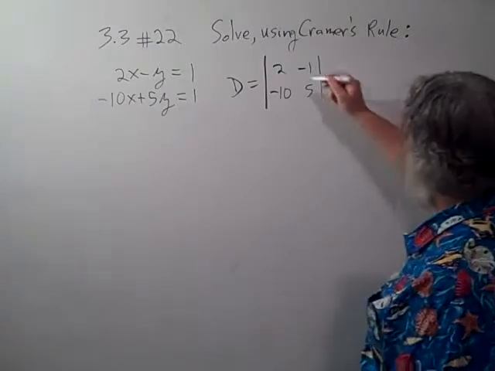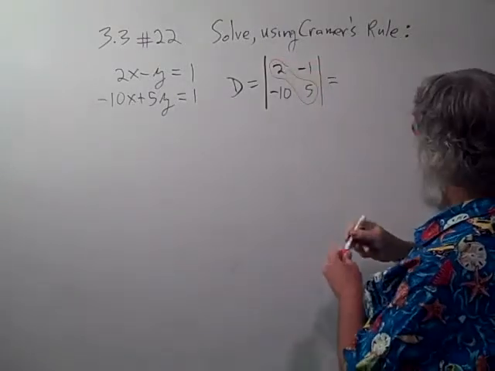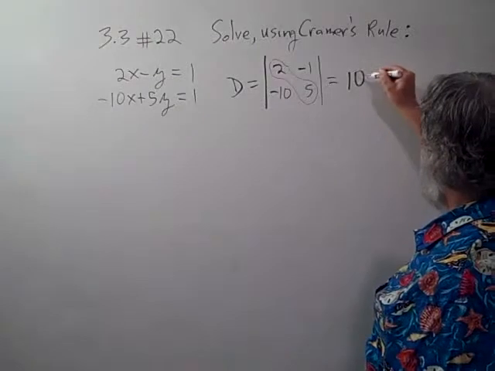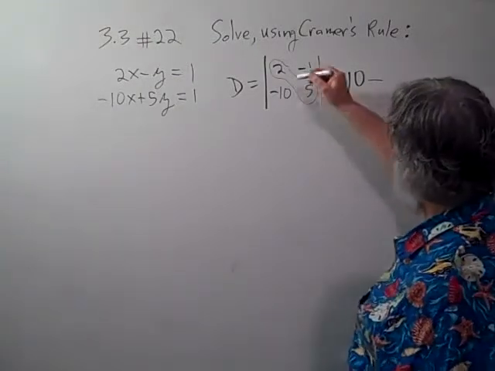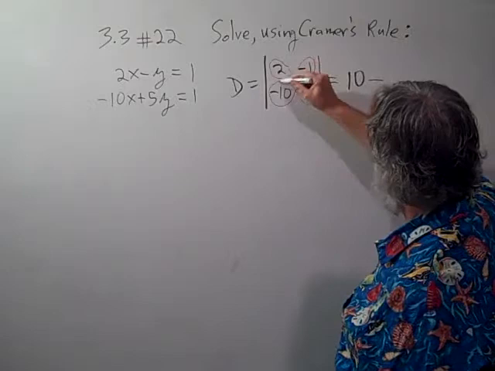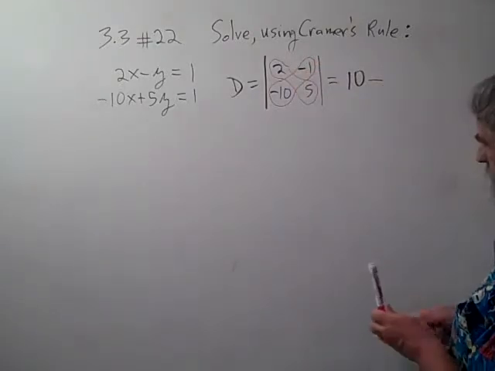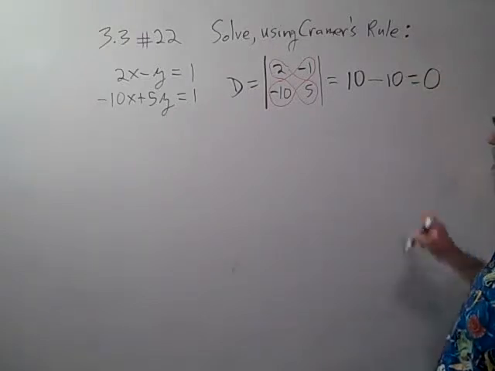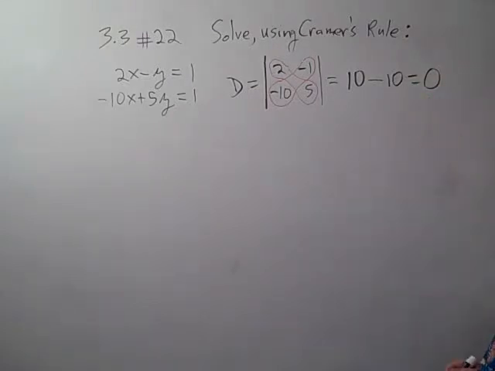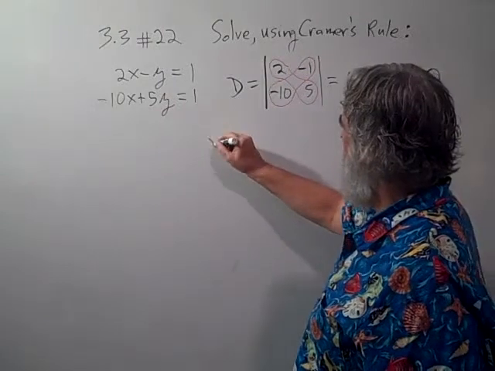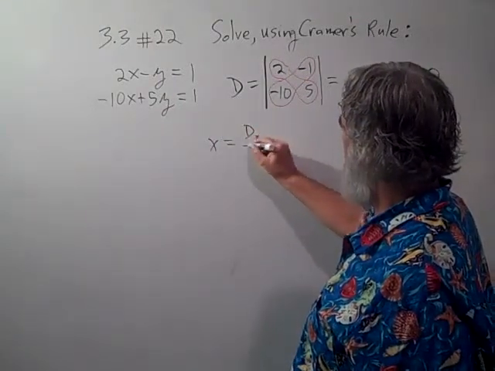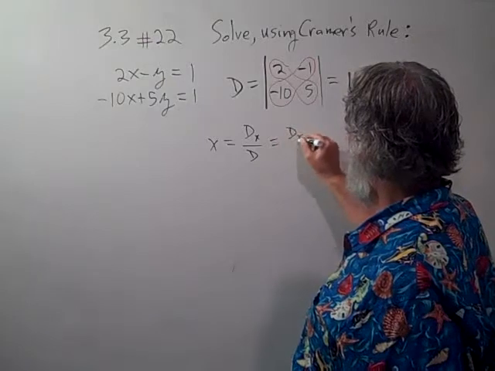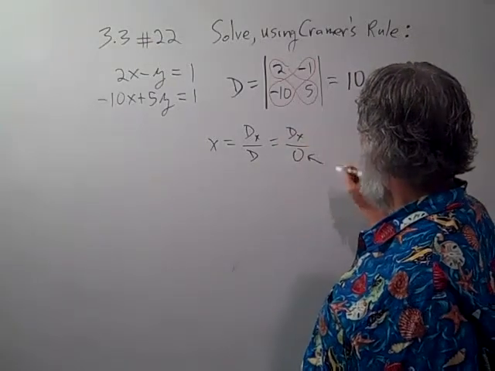So computing this determinant, we have 2 times 5, which is 10, minus the product of the numbers in the other diagonal. Negative 10 times negative 1 is positive 10. So we're subtracting 10 from 10, which leaves 0. Now when d equals 0, we have a little bit of a problem here, because recall that x was supposed to equal d sub x divided by d. Well, that's d sub x divided by 0. That's a problem.